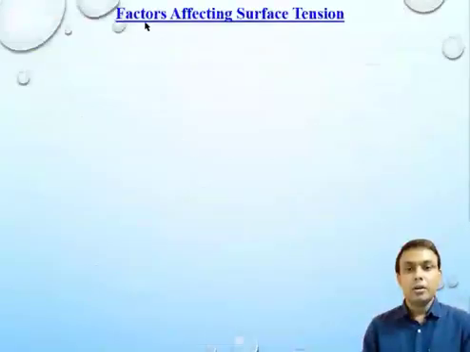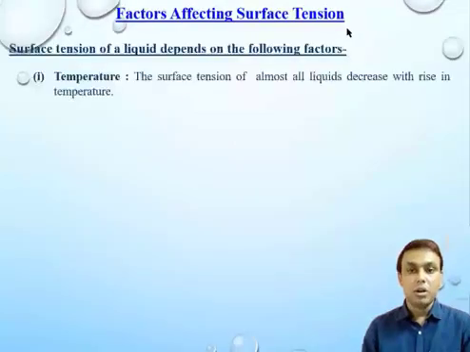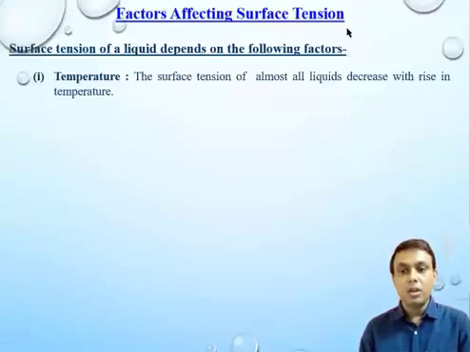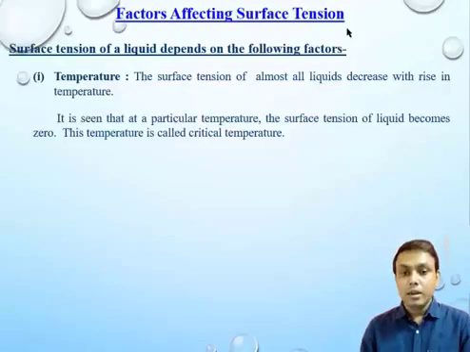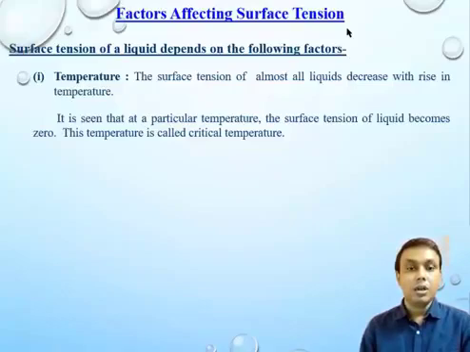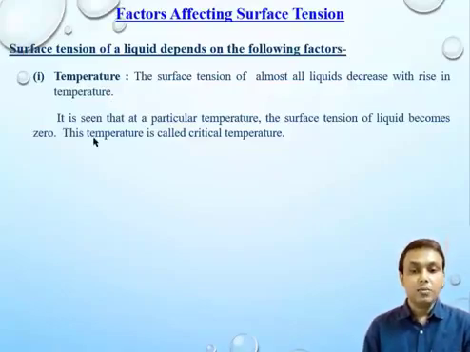Next, what are the factors which affect the surface tension of a liquid? Number 1, temperature. The surface tension of almost all liquids decreases with the rise in temperature. It is seen that at a particular temperature, the surface tension of a liquid becomes 0. That temperature is called the critical temperature.